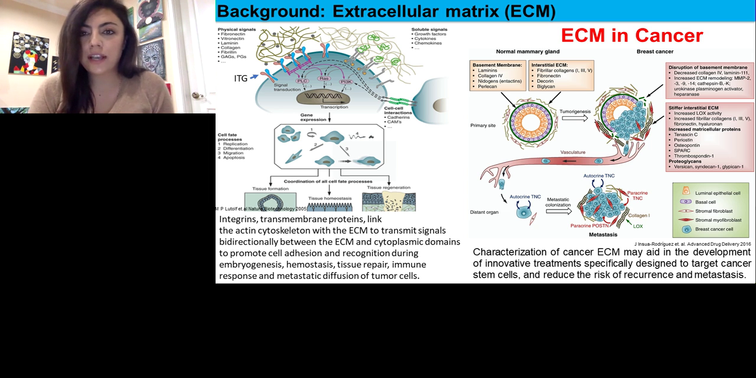For example, in breast cancer, in normal mammary glands, we have the basement membrane made up of laminins and collagen 4, and we also have the interstitial extracellular matrix composed of fibril collagens such as 1, 3, and 4, also fibronectin. However, when we have breast cancer, we actually have a disruption of this basement membrane, and we could have a decreased deposition of collagen 4 and laminin 111. Also fibronectin.